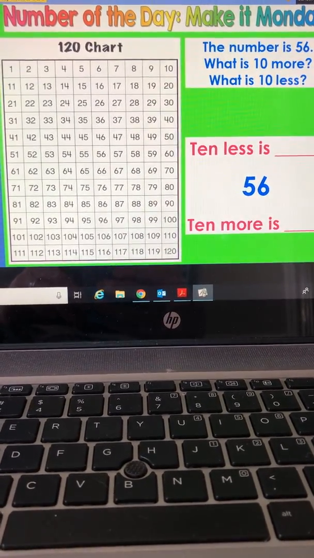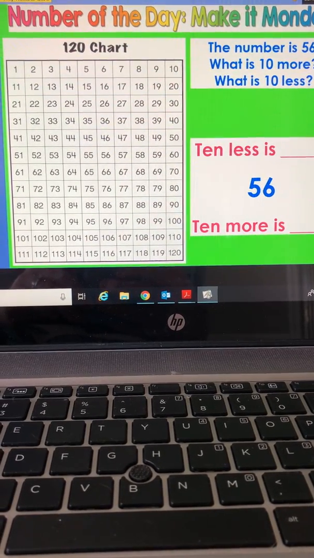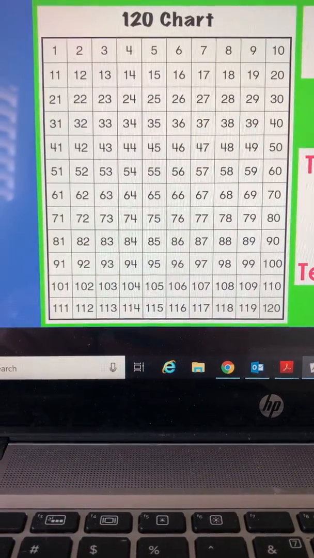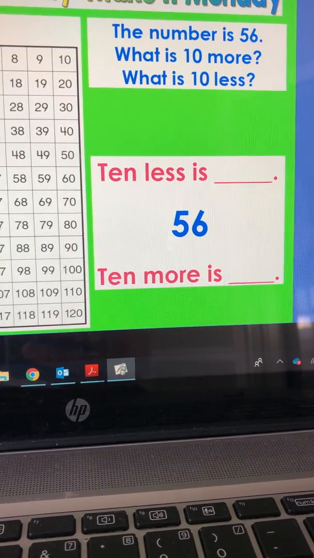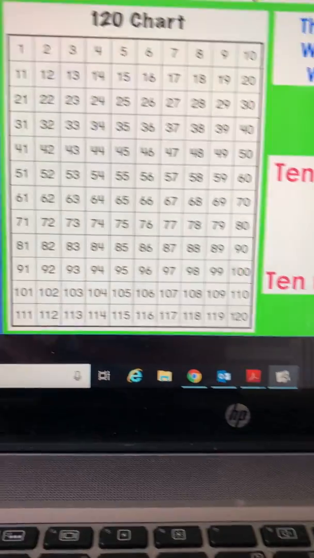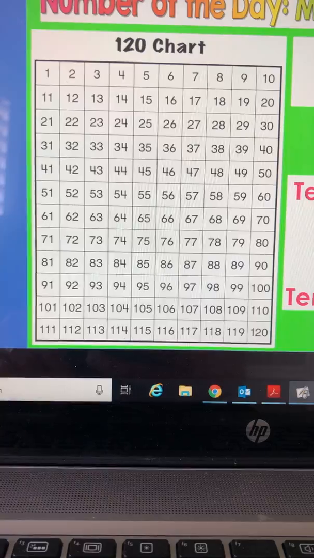Okay, so we're going to start with this number of the day, and as you see, there is a 120 chart here, and what I would like you to do is find 56, and think about what number is 10 less than 56 and what's 10 more than 56. You can go ahead and write it down.